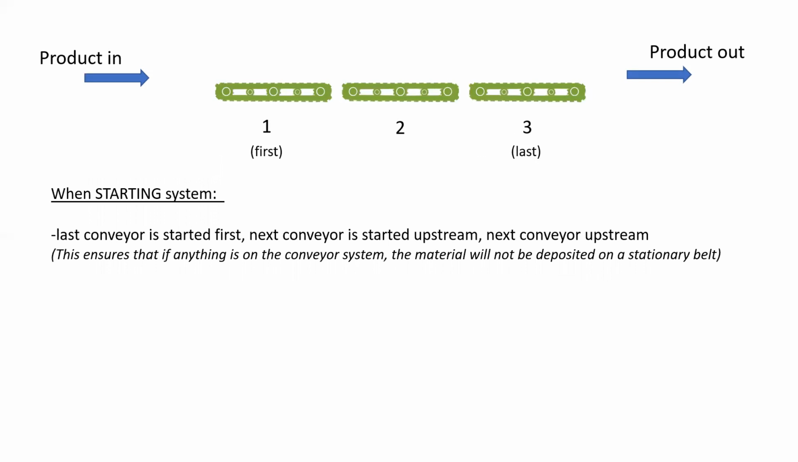And to get to this end result when starting the system, the last conveyor is started first. The next conveyor is then started upstream and the next conveyor upstream. And this ensures that if anything is on the conveyor system overnight or something like that, the material will not be deposited onto a stationary belt. So in this example above, conveyor belt number 3 would be started first in the morning, then 2, then 1.